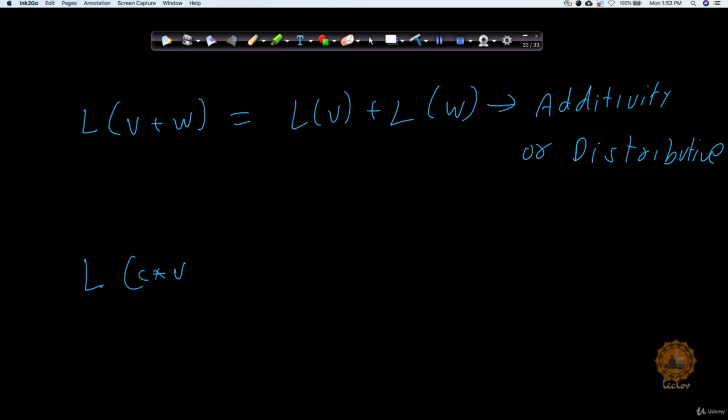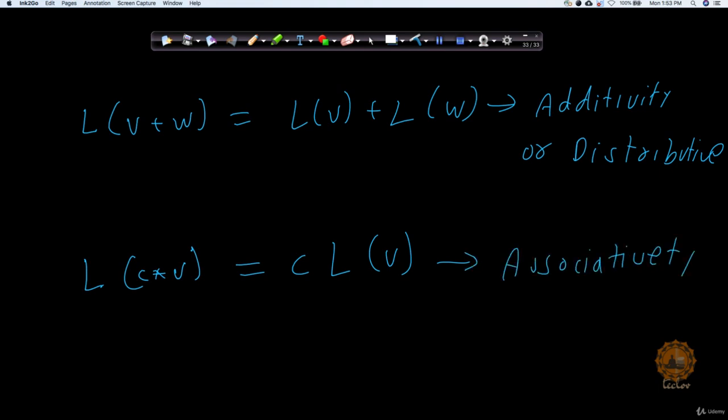Similarly we do have another property for matrices. Let's say this is C cross V. C is a scalar value, so I can always say C L V. This is also called associativity. So just keep this in mind, because these other terms we sometimes use a lot, so you should be aware of how you can use them.